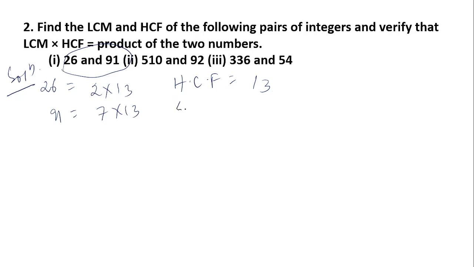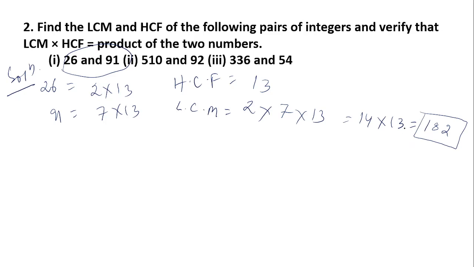Then what is the LCM? LCM is equal to the product of all the prime factors, 2 into 7 into 13. 2 sevens are 14 into 13. This is probably 182. 182 is the right answer.